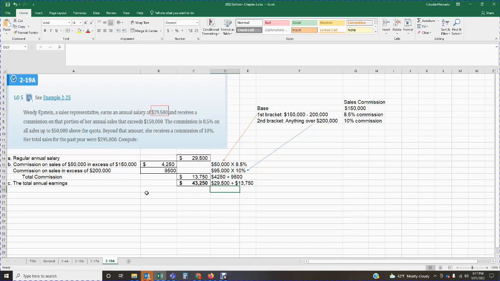Okay, and then once we have those numbers calculated, we just get our regular annual salary plus our total commission to get our total annual earnings. Okay, reading the problems carefully is very important. That way we understand the information being provided and what we need to do. Okay, so that is basically it for problem 219A.